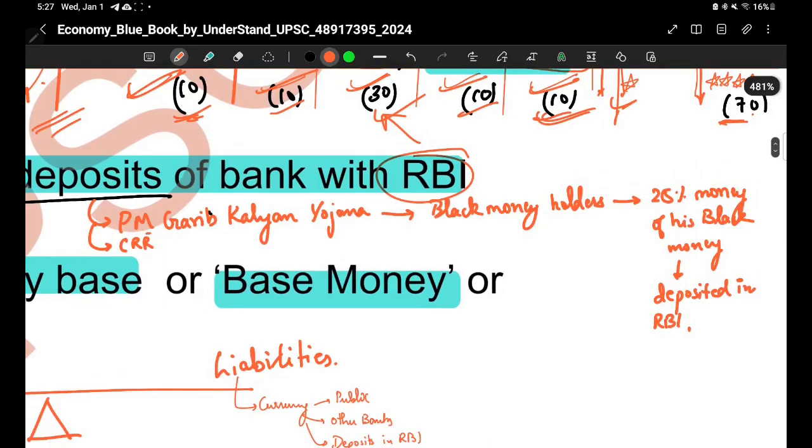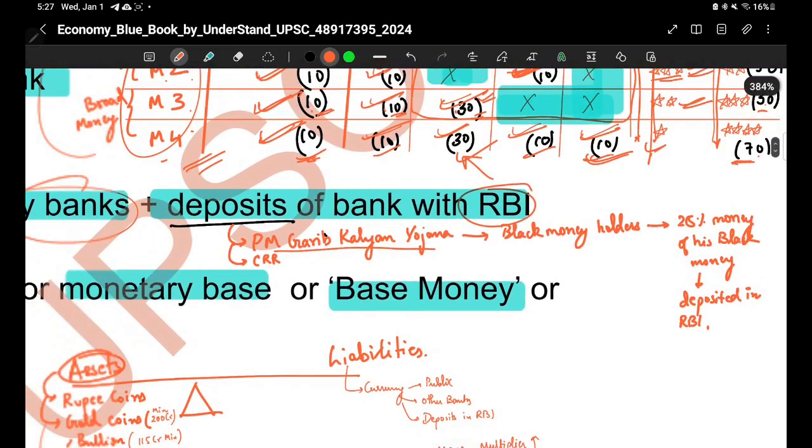For example, in PM Garib Kalyan Yojana, government told whatever black money is there with the people, they can come and deposit it with RBI. Like 25% of the money of that person's black money can be deposited here. Okay, this will help him avoid jail and all that. That is what the government told. Like if you have black money, come and deposit it. So all these deposits are there with RBI. So this is public deposits.